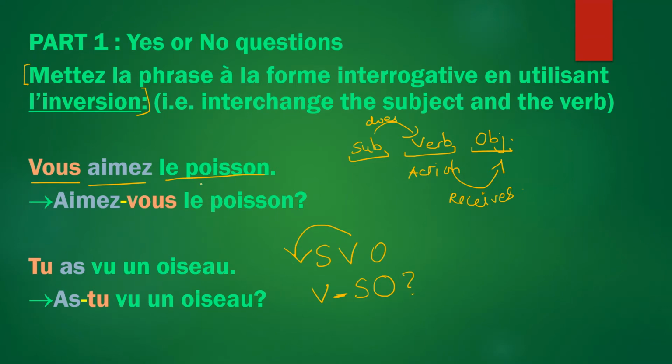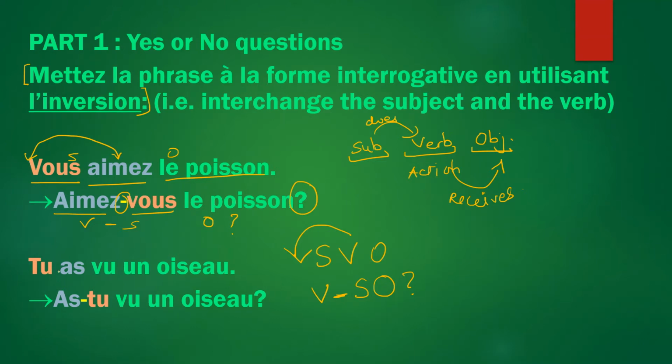Don't forget about that. So, vous aimez le poisson is you like fish. To make it a question, you bring the verb before the subject. So it becomes aimez-vous le poisson? With a hyphen in between the verb and the subject, which is now verb and then subject. So subject, verb, object became verb, subject, object with a hyphen in between, question mark at the end. You like fish, do you like fish? That's how it works.